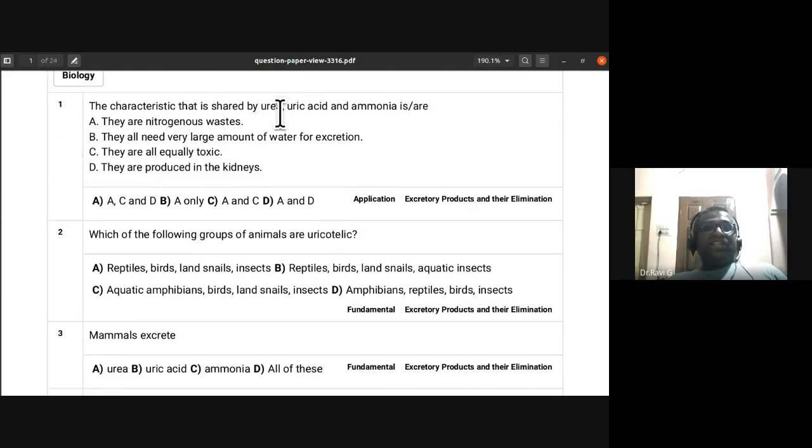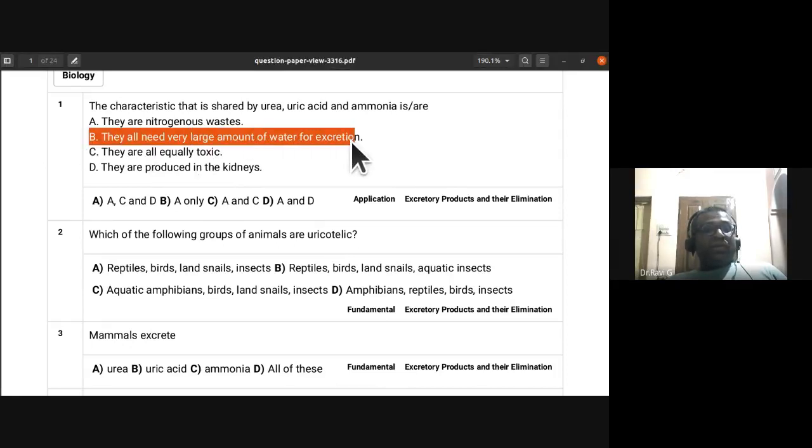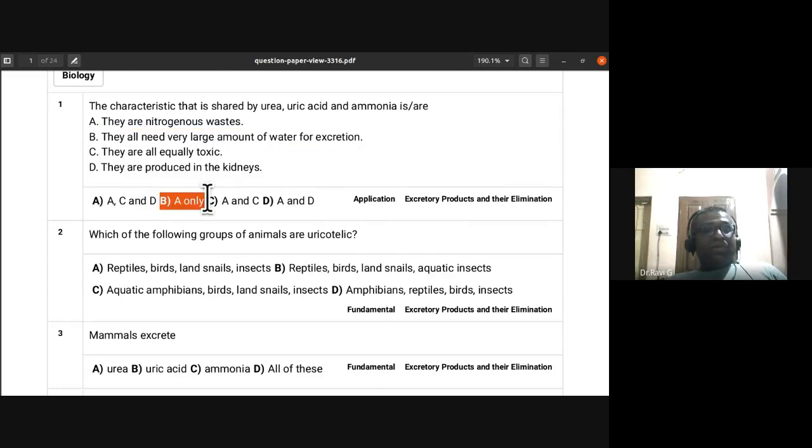The characteristic that is shared by urea, uric acid, and ammonia is, so they are all nitrogenous waste, and they all need a very large amount of water for excretion. They are equally toxic. So the first one, they all need a very large amount of water. So B, that is A only, is the right one. They are all nitrogenous waste. So you have to read this statement. All these three are nitrogenous waste.